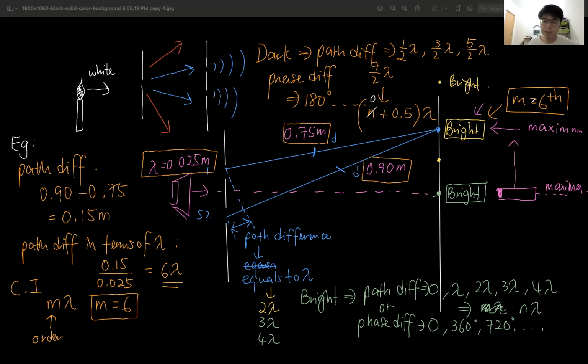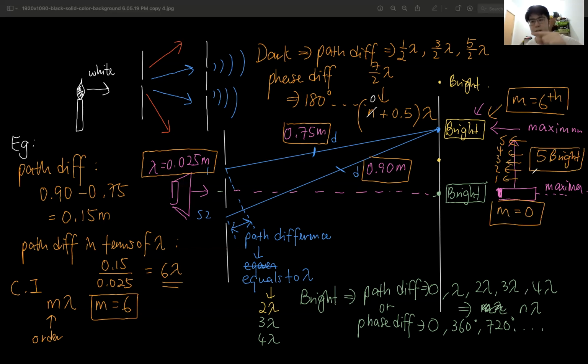Okay, so if this is the 6th order, this is the 0th order. How many orders in between? You got 1, 2, 3, 4, 5. What is this order? The order is the maxima. It is the bright fringe. So how many bright fringes in between? 1, 2, 3, 4, 5. You got 5 bright fringes in between the first and the last one. If you plus the 2, its total is 7.